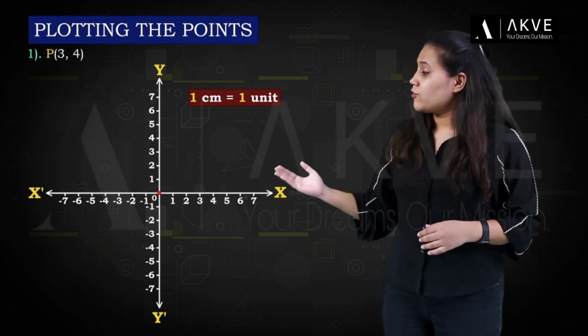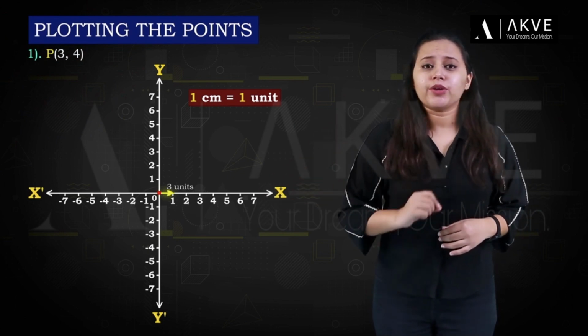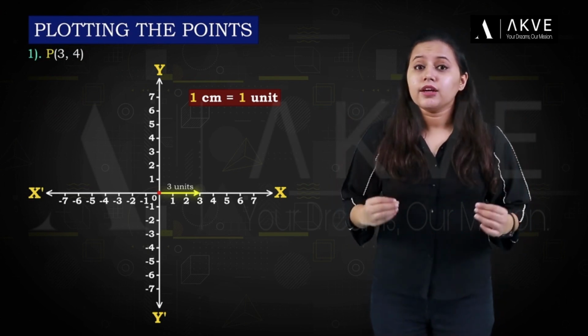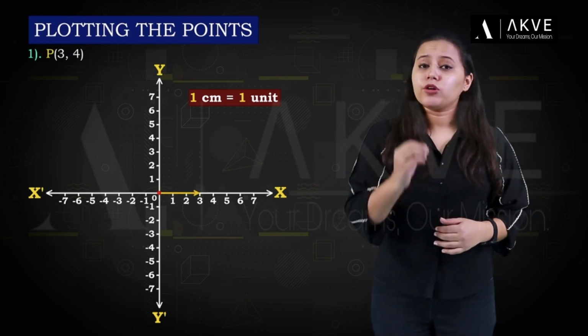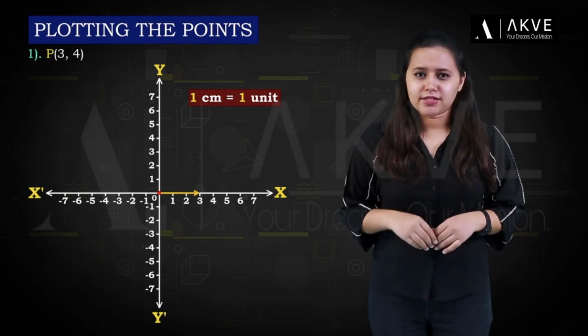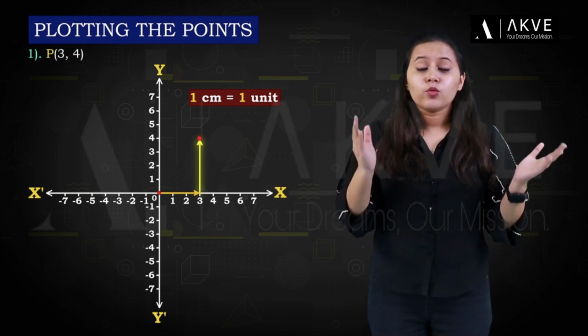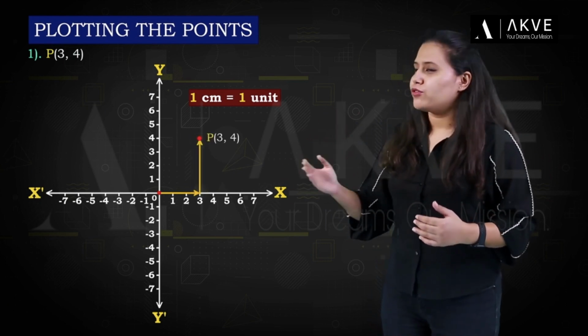So, start from the origin and move 3 units in the positive direction of the x-axis, and then move 4 units in the positive direction of the y-axis. That is, move 4 units upwards. Hence, we reach the point 3, 4.